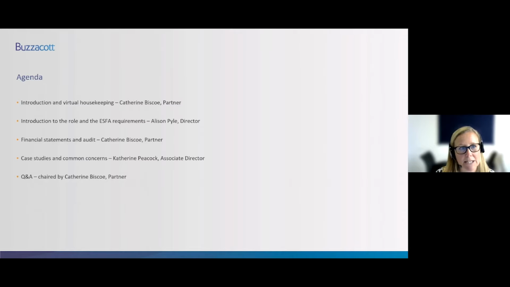So now turning to the agenda that we have on the slide, and for today's session I'm joined by Alison Pyle and Katherine Peacock, and over the next hour or so we will explain the key responsibilities of the accounting officer and provide some case studies from the sector to highlight some of the risks that you need to manage. As I said, there will be time for questions at the end, so please do add these via the chat function as we go, and we'll also follow up on any remaining questions after the event if we don't have time to cover everything. So I will now hand over to Alison for the first session.